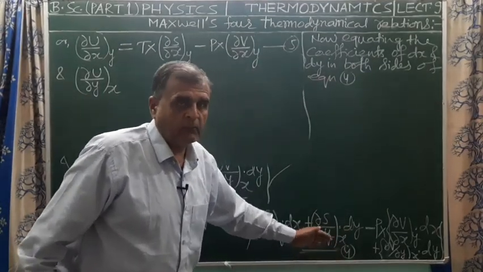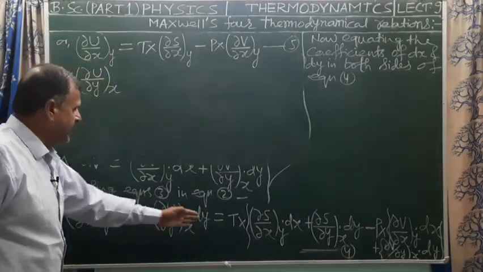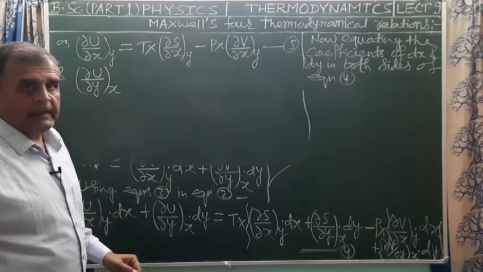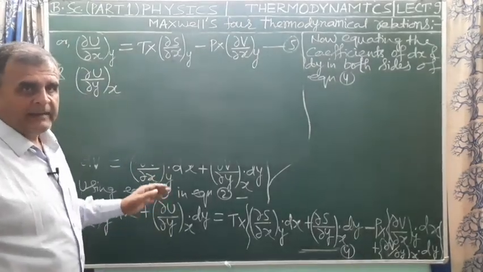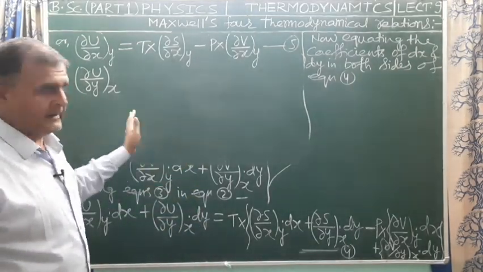अब RHS इक्वेशन 4 के RHS में dy के कोफिशिएंट को इक्वेट करेंगे और वह LHS में dy के कोफिशिएंट के इक्वल होगा, क्योंकि हम इक्वेशन 4 के बोथ साइड्स में, दोनों साइड्स में LHS एंड RHS में dx एंड dy के कोफिशिएंट्स को इक्वेट कर रहे हैं.